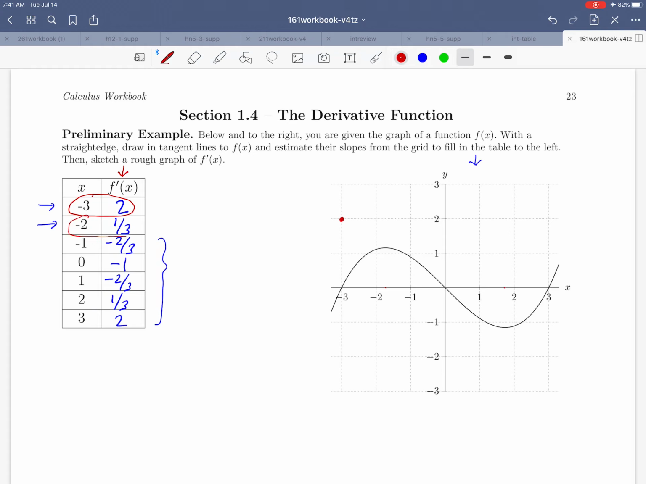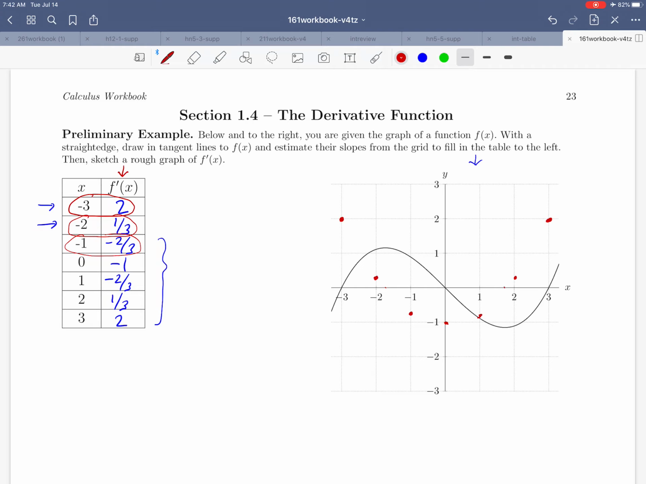Then we move on to the next one, negative 2 and 1/3. That's about maybe there. Negative 2 to the left and 1/3 up. And then negative 1 and negative 2/3, that's about here. And we just keep going. Then 0, negative 1, 1, negative 2/3, 2 and 1/3, that's about there, and finally 3 and 2.